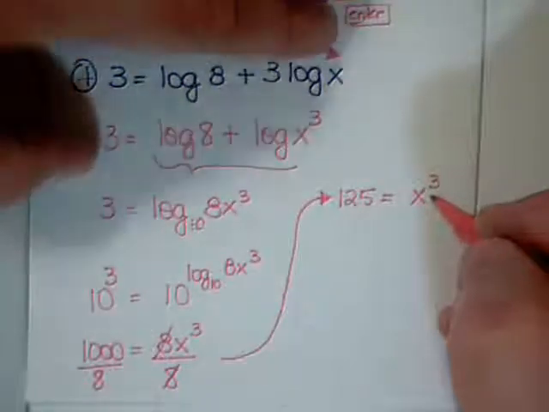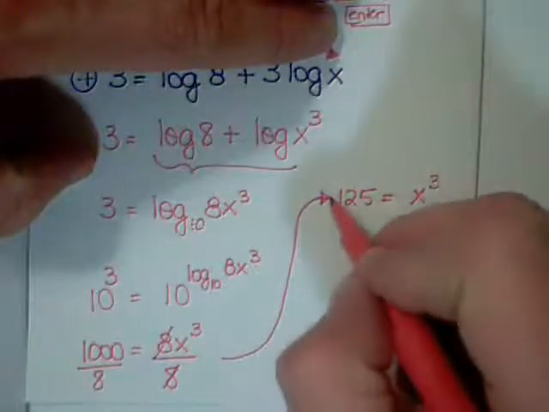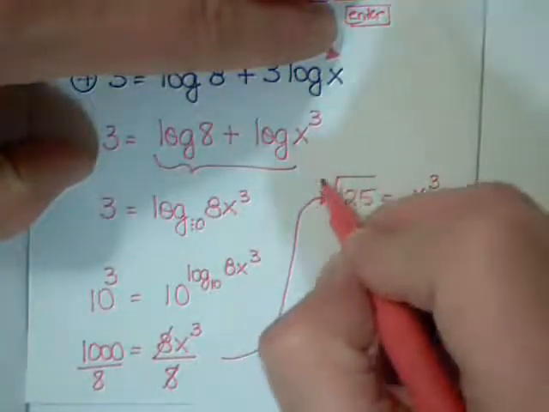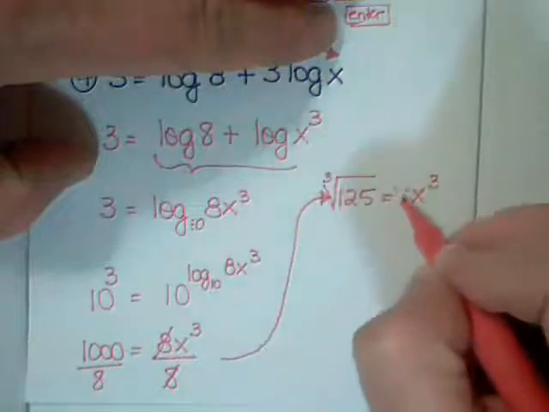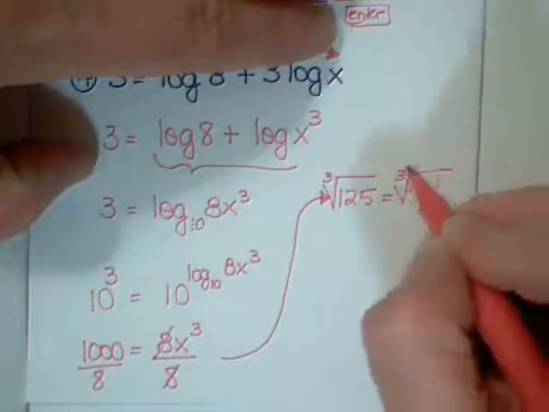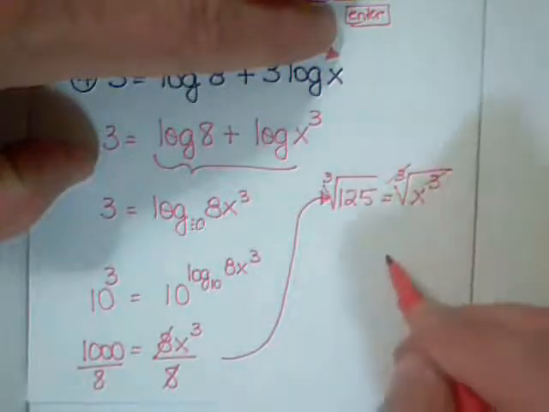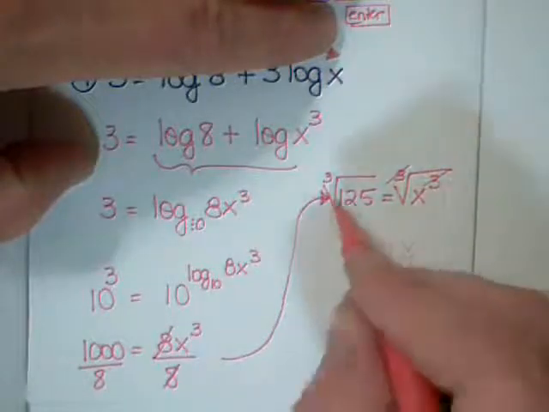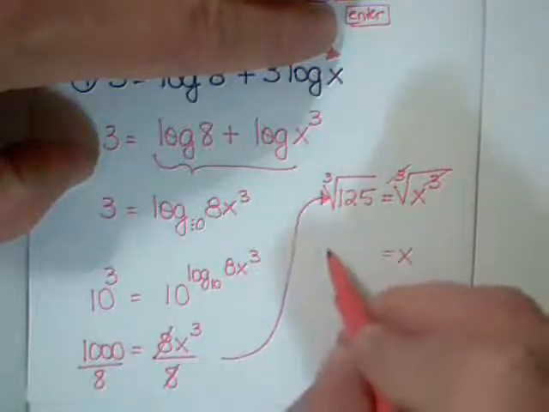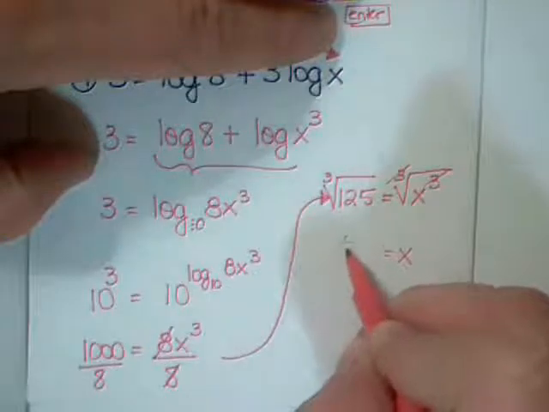Now what we need to do is get the x cubed alone. So what we're going to do is we're going to do the cube root on both sides. The x is left alone, and cube root of 125 is 5.